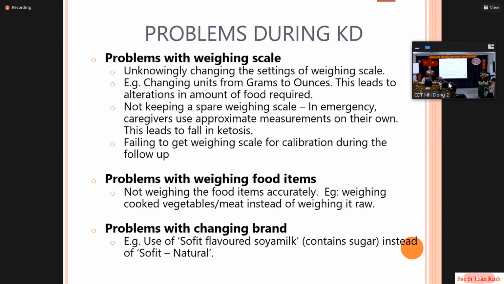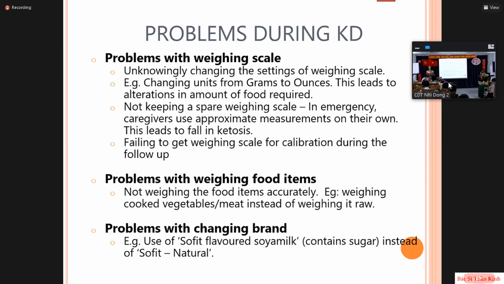So what are the problems faced during ketogenic diet and how do we tackle them? So first is problems with the weighing scale. We know that in the classical ketogenic diet, we have to use a digital weighing scale for measuring the food ingredients. Sometimes the caregivers may unknowingly change the settings of the weighing scale. So they change the units from grams to ounces.